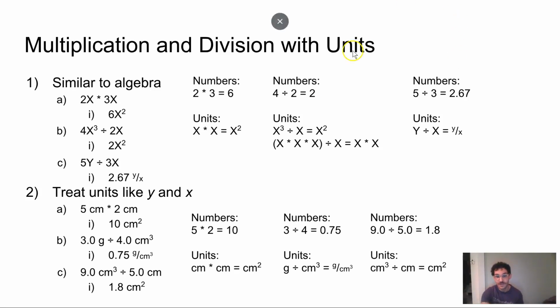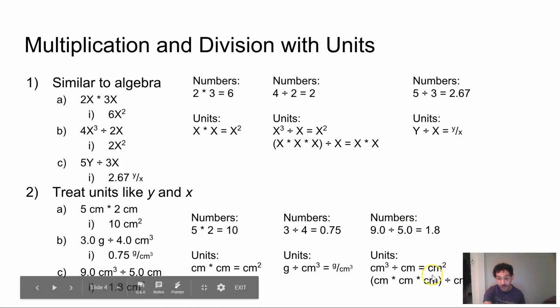And it's similar to this situation up here. Centimeters cubed is the same thing as centimeters times centimeters times centimeters. And when we divide that by centimeters, it's going to be the same thing as canceling one of these out, leaving us with centimeters times centimeters, or centimeters squared.